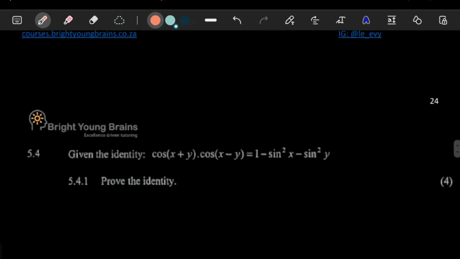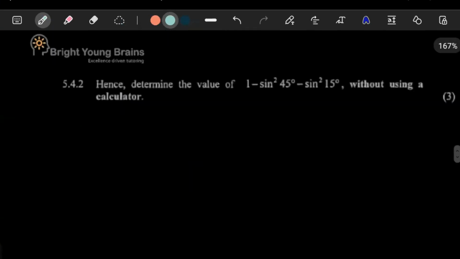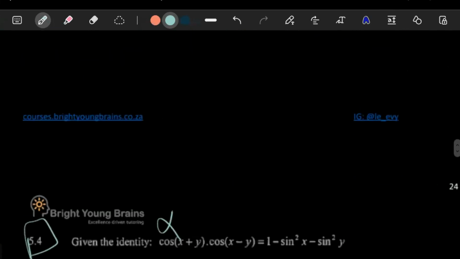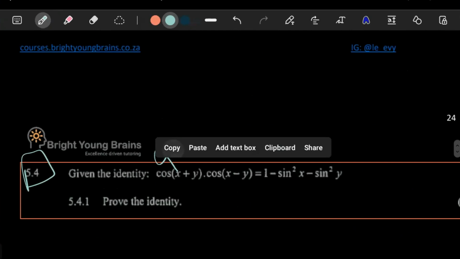Wait, 2 of the same question. Oopsie. Let's move on. We did that one already. 5.4.2, it says hence or otherwise calculate the value of this. So obviously in this situation, this is where you need to make use of what the left-hand side looked like. Because if you use it, it makes your life a bit easier.